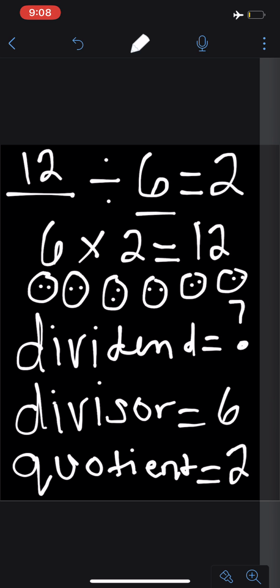Okay? So when my dividend is missing, I need to multiply my divisor by my quotient, and that gives me my dividend. If you need any help with this or you have any questions, please feel free to contact your math teacher. We are here to help.